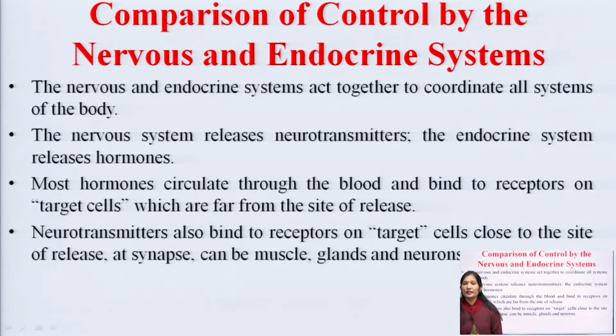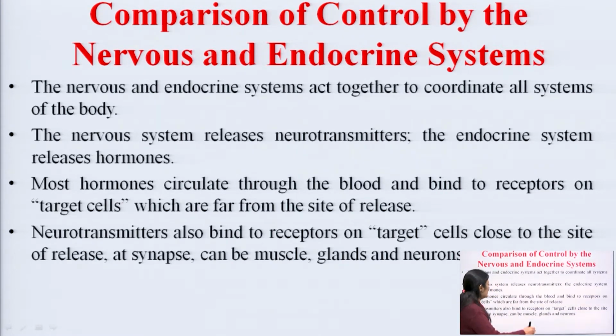Now, these endocrine glands cannot produce action or regulate homeostasis alone, that is not on their own. The nervous system and endocrine system need to work together. They act together to coordinate all systems of the body, that is, the nervous system and endocrine system work together to regulate homeostasis. But what is the difference between the nervous and endocrine system?